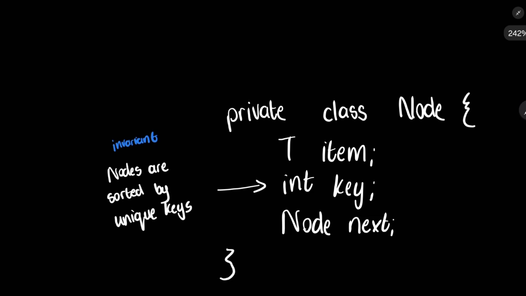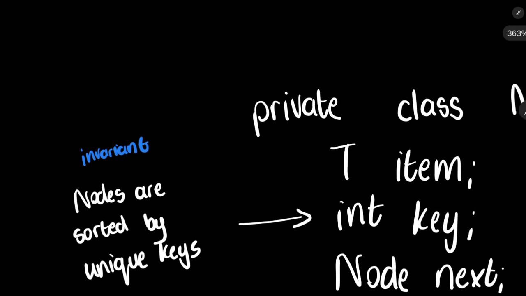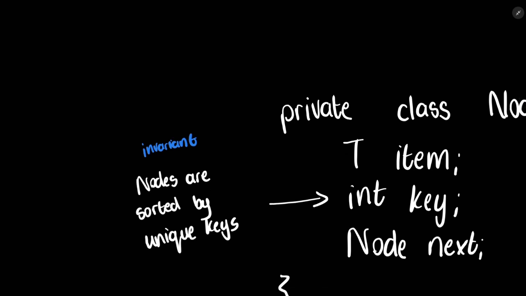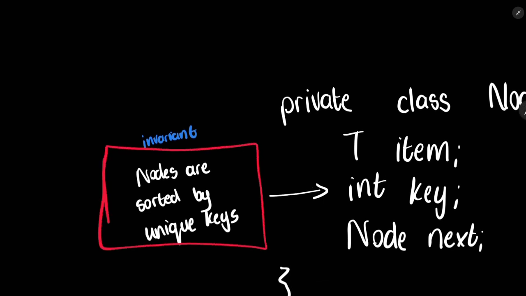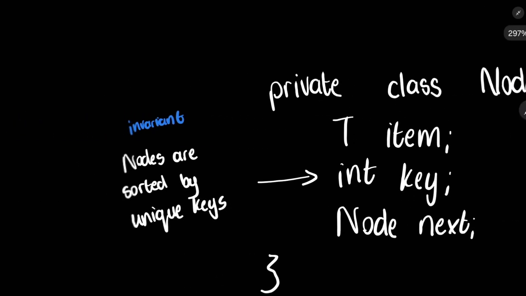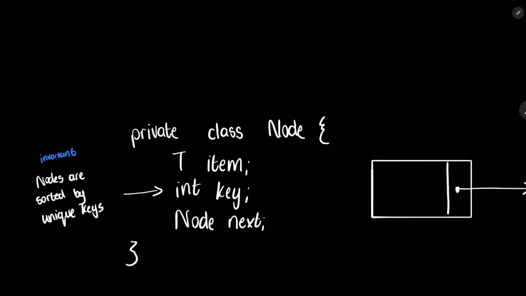And you may have noticed this blue writing over here saying invariant. The book mentions these things called invariants, and that just means something that should not change throughout the whole time that the linked list exists, from the time that it is created until it stops being used. So it means that nodes are sorted by unique keys throughout. At no point can it not be sorted, and it should always remain sorted. Otherwise, things don't end up working as they should.